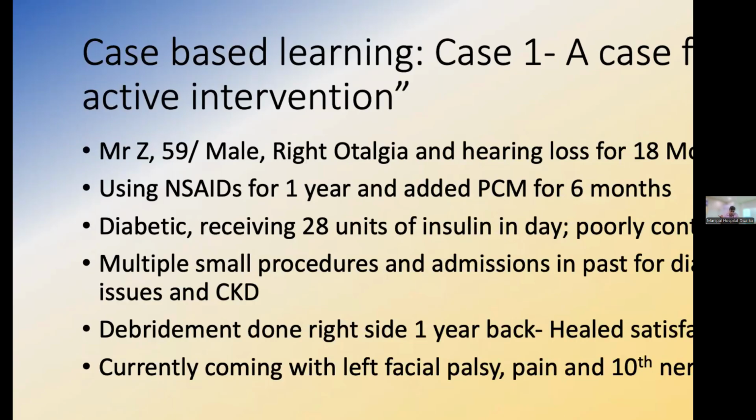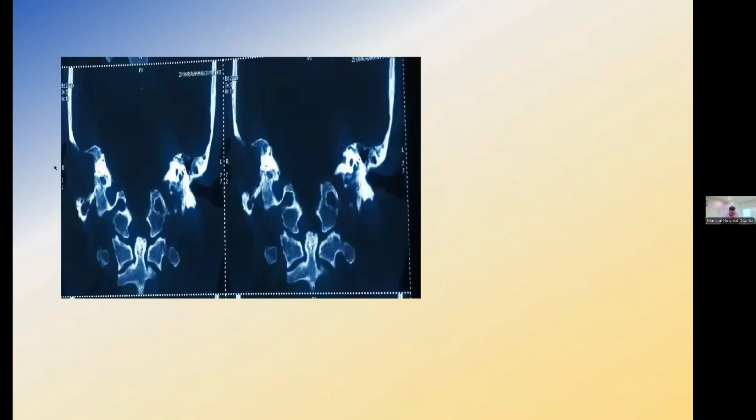Another patient, I had shown you the scans previously, is 59 years, with right otalgia and hearing loss for 18 months. He used lots and lots of NSAIDs, added paracetamol for 6 months, diabetic, multiple small procedures, admissions for diabetes-related issues, kidney disease also. We did a debridement. I had shown you this image. This side was debrided, very radical debridement, except for a small tip cell remaining here, cavity obliterated with possibly fat. I don't recall that. And he was very pain-free after, for quite a long follow-up.